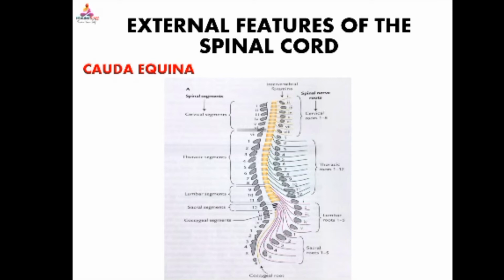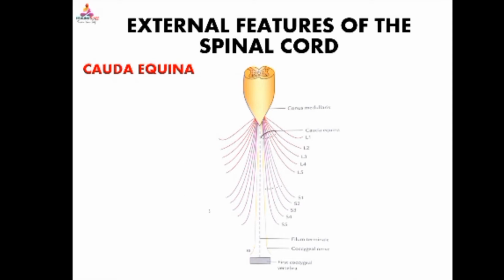This name, cauda equina, means cauda, tail, and equina, horse. So called because of its fancied resemblance to the tail of a horse. The cauda equina consists of the roots of the lower four pairs of lumbar, five pairs of sacral, and one pair of coccygeal nerves. See the picture.